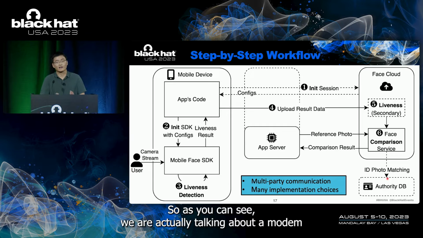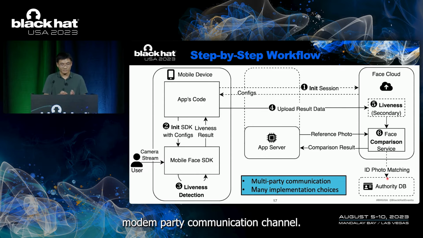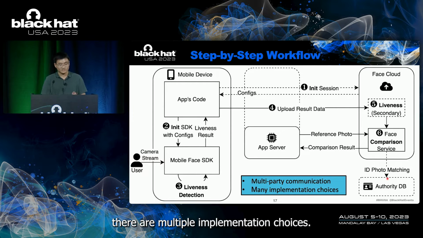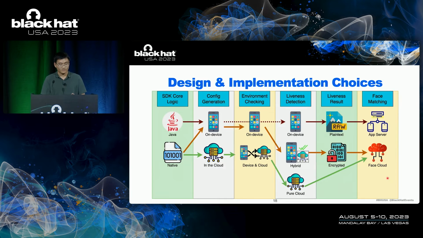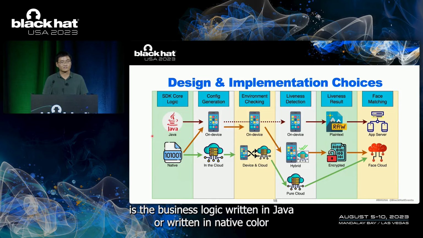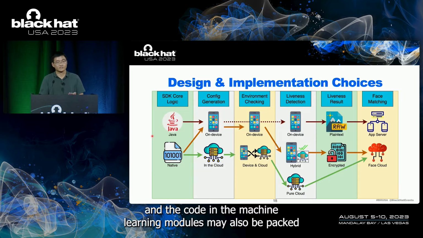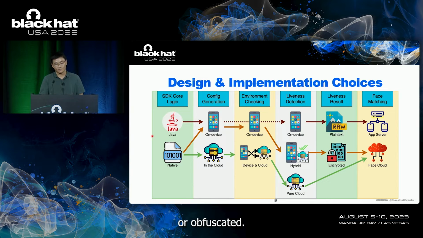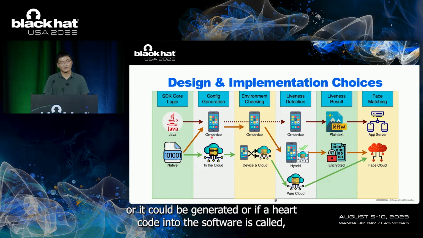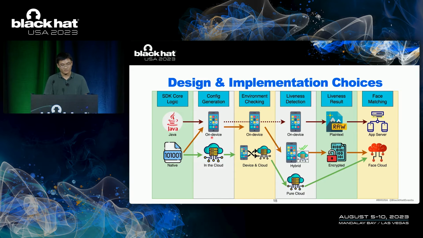So as you can see, we are actually talking about a multi-party communication channel. And based on that previous trade-off, there are multiple implementation choices. There are even more choices, for example, for this SDK: is the business logic written in Java or in native code? The code and the machine learning models may also be packed or obfuscated. The configurations may be fetched from the cloud, or they could be generated or even hard-coded into the software's code.